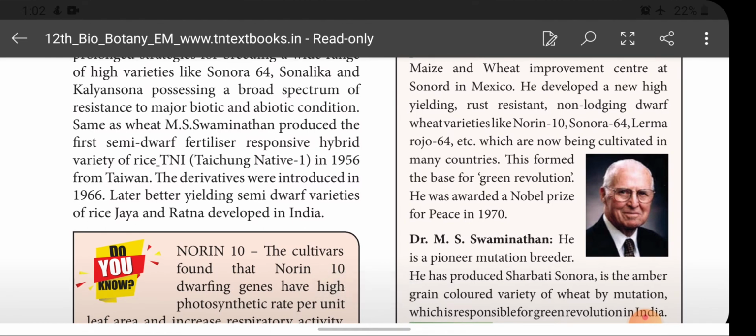Same as wheat, M.S. Swaminathan produced the first semi-dwarf fertilizer responsive variety of rice, TN1, that is Taichung Native 1, from Taiwan. Then their derivatives were introduced in 1966. So like wheat, M.S. Swaminathan produced semi-dwarf varieties of rice, that is TN1 from Taiwan. From this they derived some other types of wheat and rice also. Later, better yielding semi-dwarf varieties of rice, Jaya and Ratna, were developed in India. So this is about the green revolution.